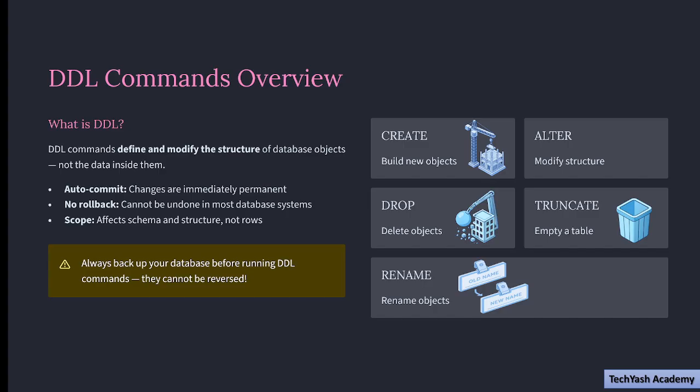They cannot be reversed. So we first have create. Using the create command, you can build new objects like tables and databases, views, triggers, stored procedures, and so on. The alter command is used to modify the existing structure of data. If we have to modify something about the table or database, you can use the alter command. With drop, you can delete the object permanently. With truncate, you just empty the table. And rename is used to rename a particular object. You can rename column names, and you can rename the table name using the rename command.